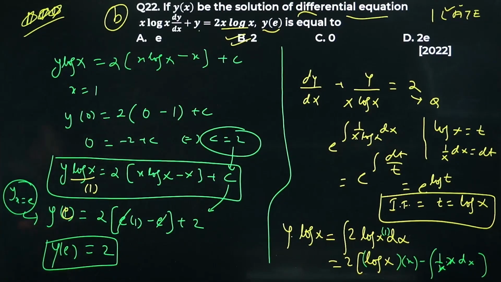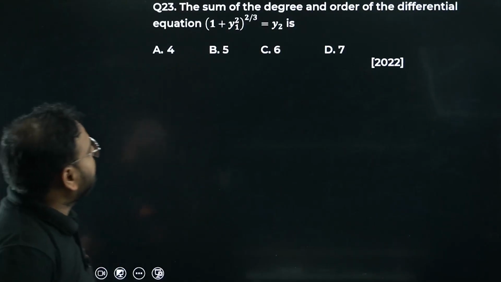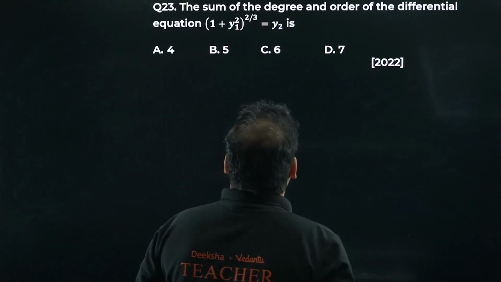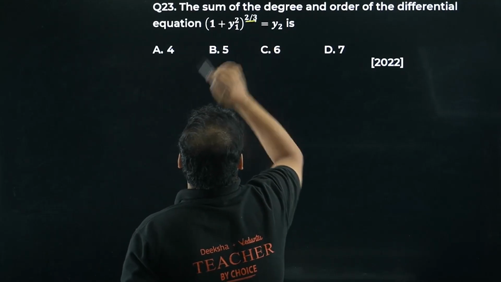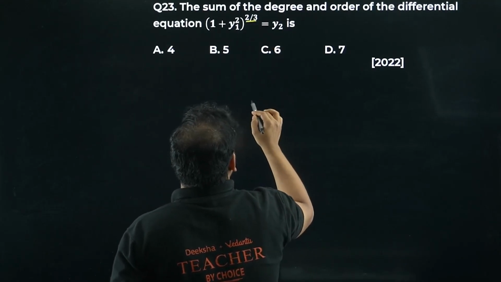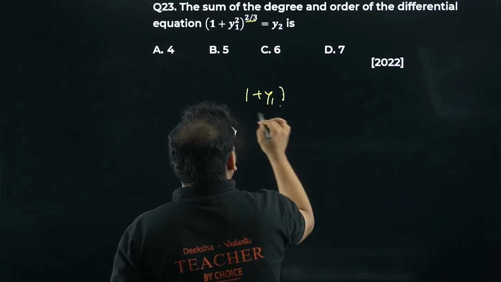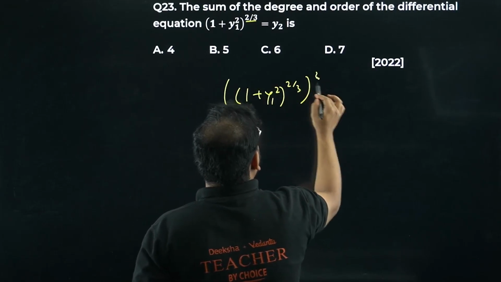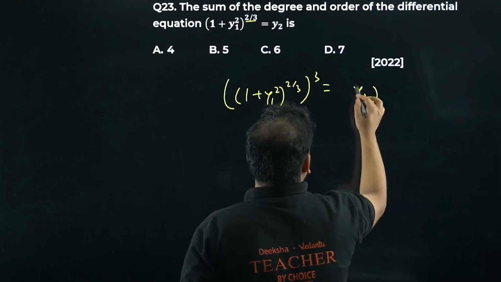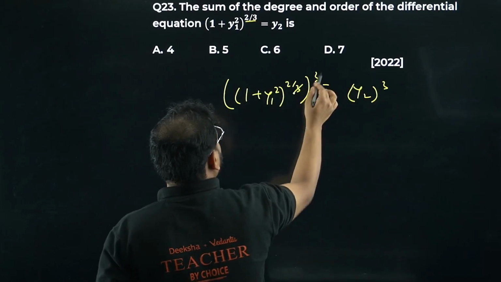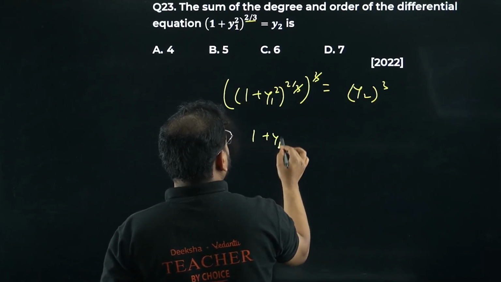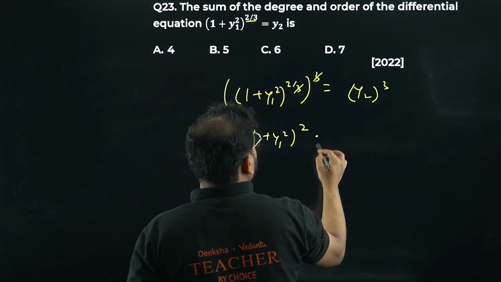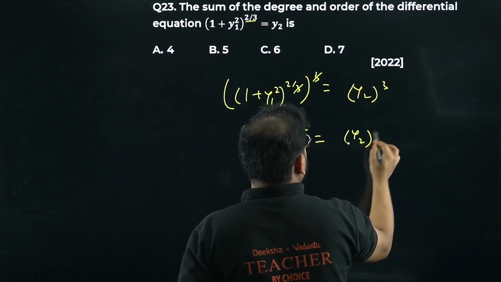Chaliye, this is done. 22 is done. 23 now. We have the sum of the degree and the order. We have the fractional power, so take one thing out. Y square is there, take 2 by 3 is there. So take the whole cube on both sides. I get y2 the whole cube. Shall get rid of this. I'm getting (1 plus y1 square) cubed equals y2 squared.